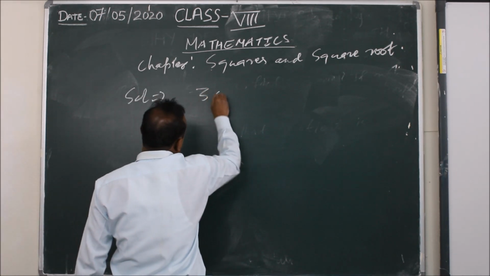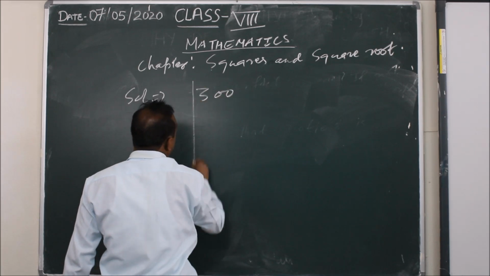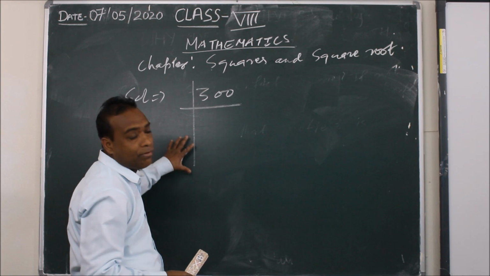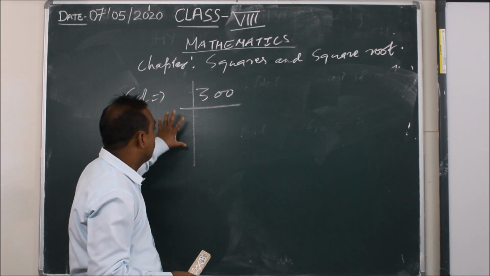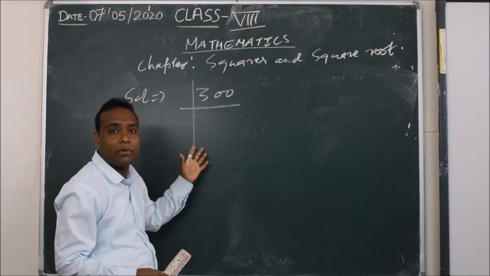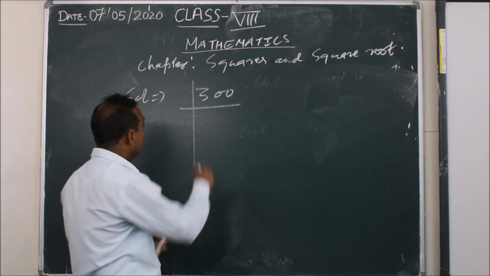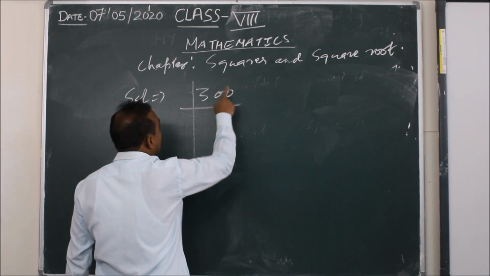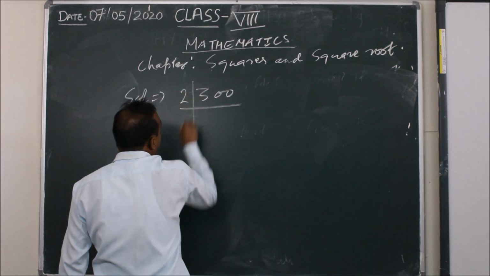you have to take 300 and factorize it by the prime factorization method. So you have to divide this number by only prime numbers. That I have already told you. So this is your 300. The last digit is 0, so you have to divide it by 2.